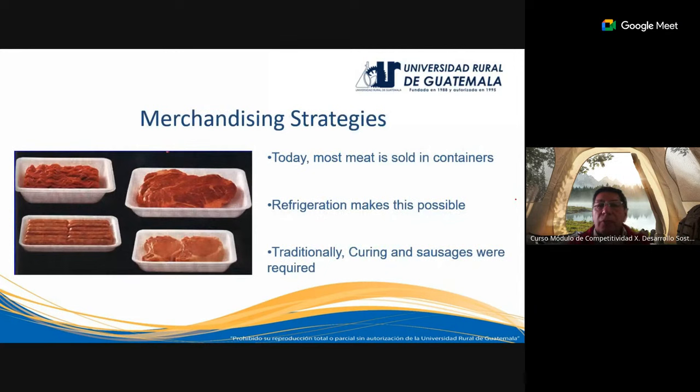We were talking about merchandising strategies: today most meat is sold in containers, like the ones that we can see here. And they are using refrigeration that makes this possible. But traditionally, curing and sausages were required. So we're going to study these curing and sausage methods that we will be recommending for the preservation of meat in our farms.